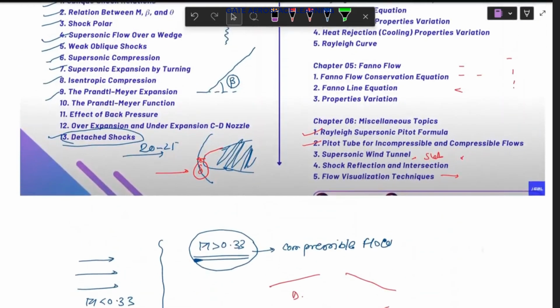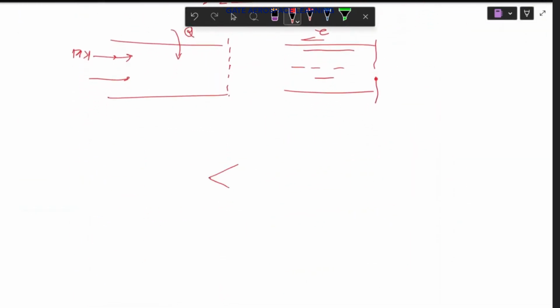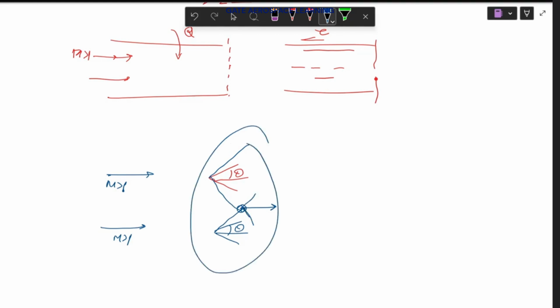And at the end, some flow features. Let's say you have two wedge angles, and there is one more wedge angle, and supersonic flow is happening with Mach number greater than one. Similarly, in this case, Mach number greater than one. What will happen? Let's say this kind of shock formation happens, and here shock interaction is happening from a different family. So what will happen in this case? We'll be discussing. Again, this is an interesting phenomenon.